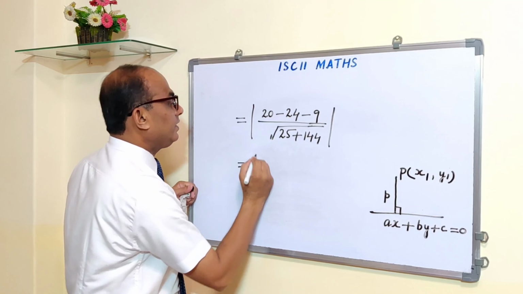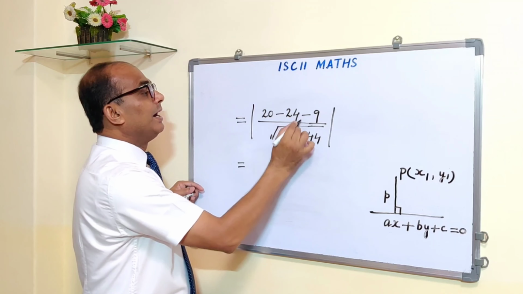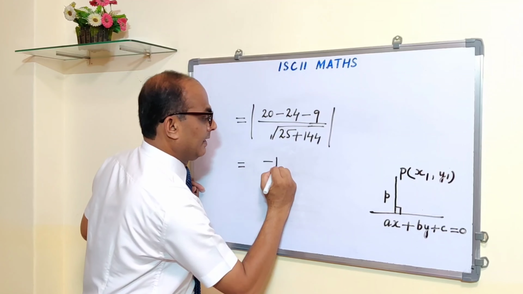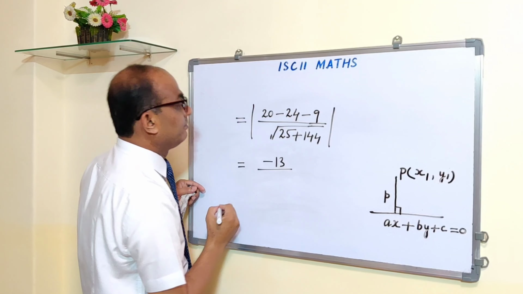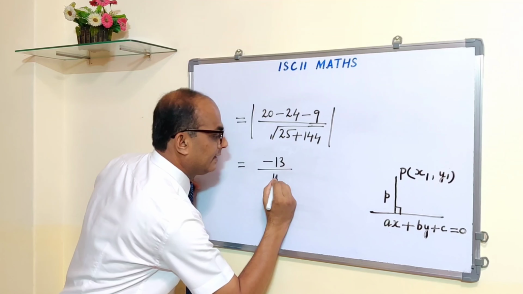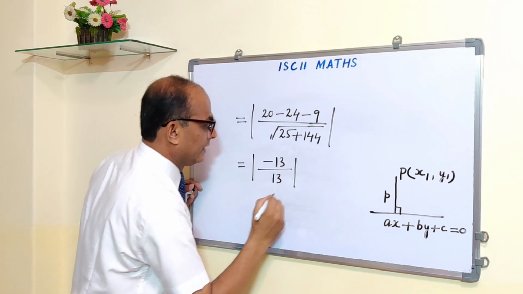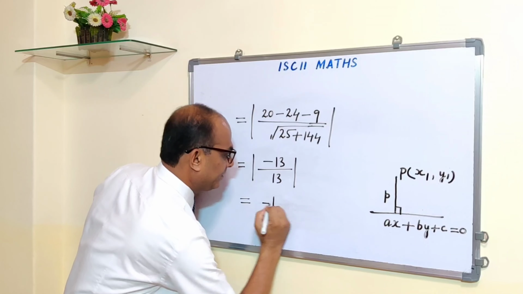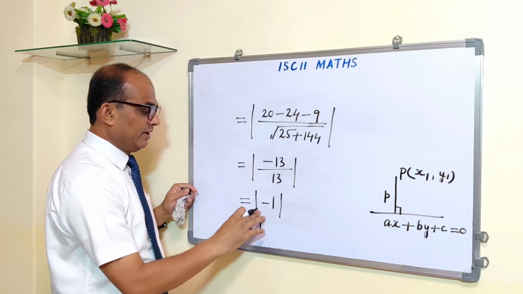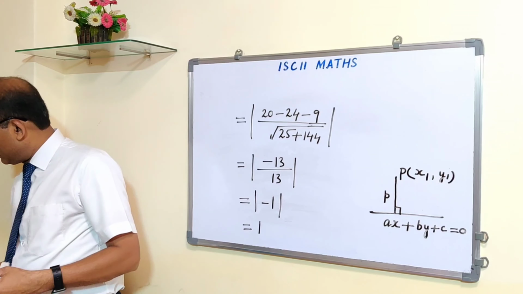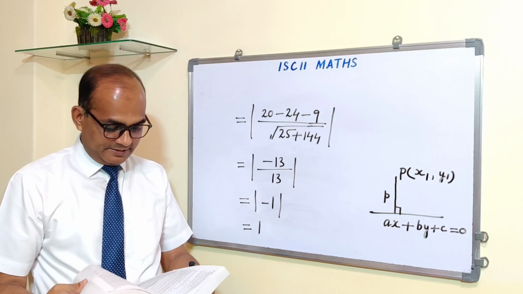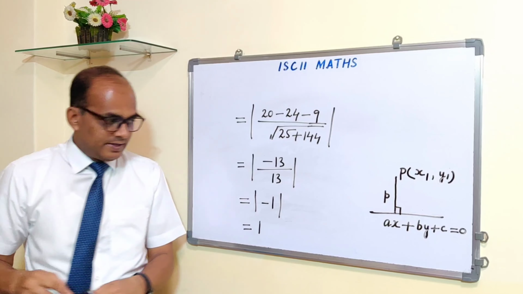And this equals 20 minus 24 and minus 9. So is it minus 13? Please check. Minus 13 whole divided by root 169. The square root is 13. Modulus. This is equal to mod of minus 1, and this is equal to 1, because we take the positive value. This should be the answer, let me check. 1 is the answer. Correct. So 1 is the answer.